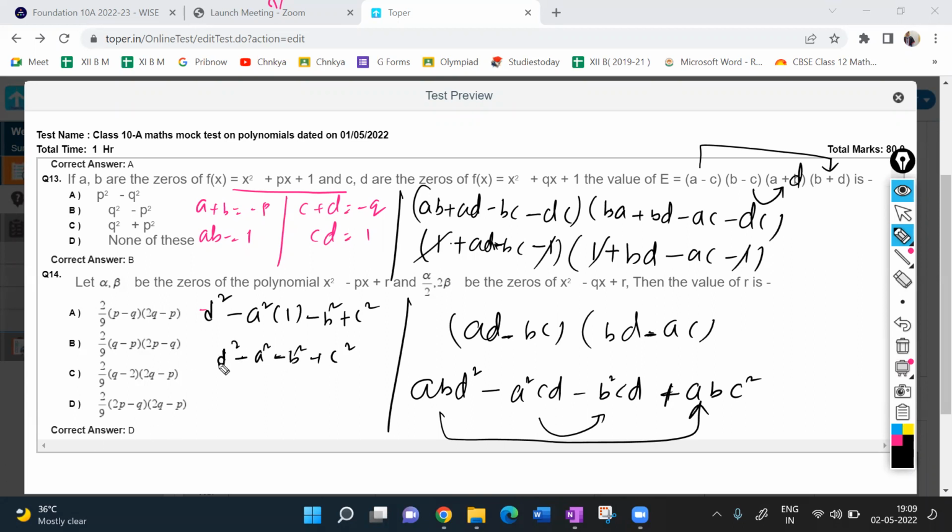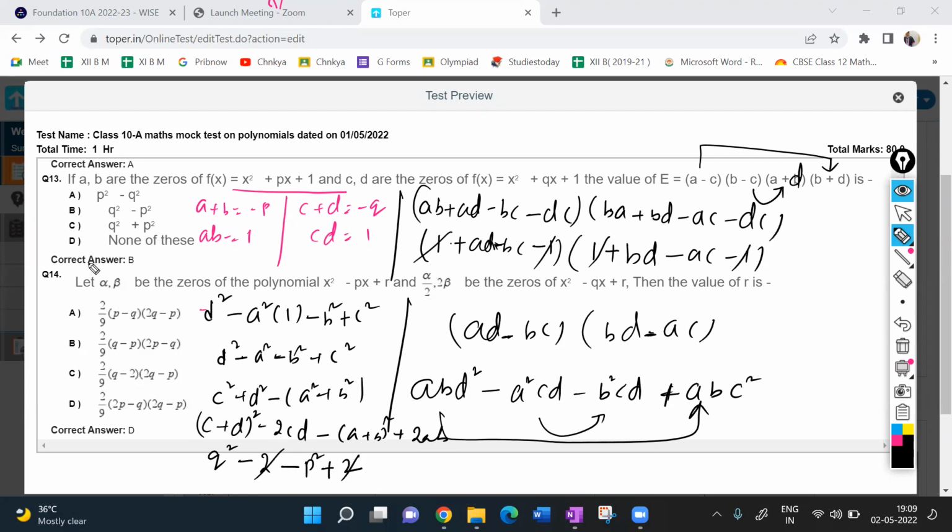But none of the options are matching still. So one second. A plus B, right? So we'll do one thing. C square plus D square minus A square plus B square. Here we can play a trick. C square plus D square plus 2, that's it. Very good. So C plus D whole square minus 2 times CD, minus A plus B whole square plus 2 times AB here. Correct? So C plus D is what, beta? Q square minus 2 minus P square minus 2. This cancels. Option B is correct.